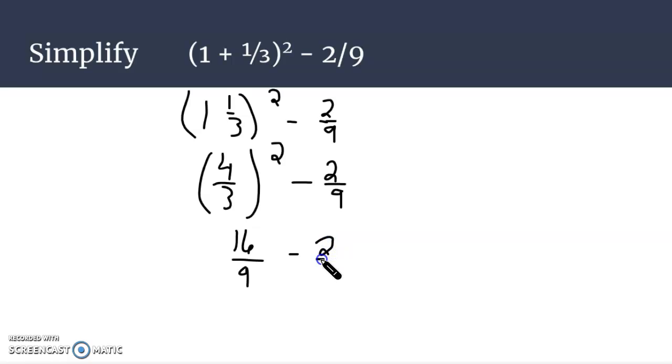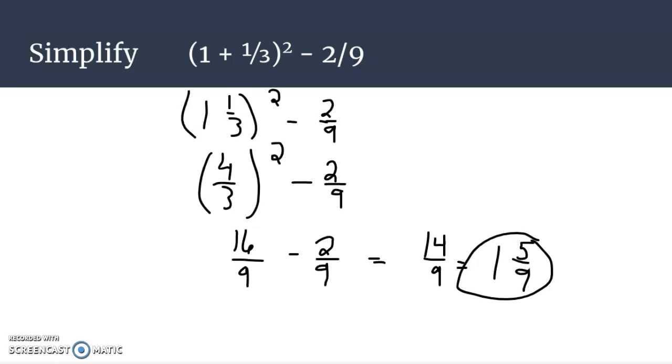And it works out for us, 16 over 9 has the same denominator as 2 over 9. So now we have 16 over 9 minus 2 over 9 to get 14 over 9. And going back to a mixed number, 14 divided by 9, 9 goes in there one time with 5 left over, so 1 5/9.